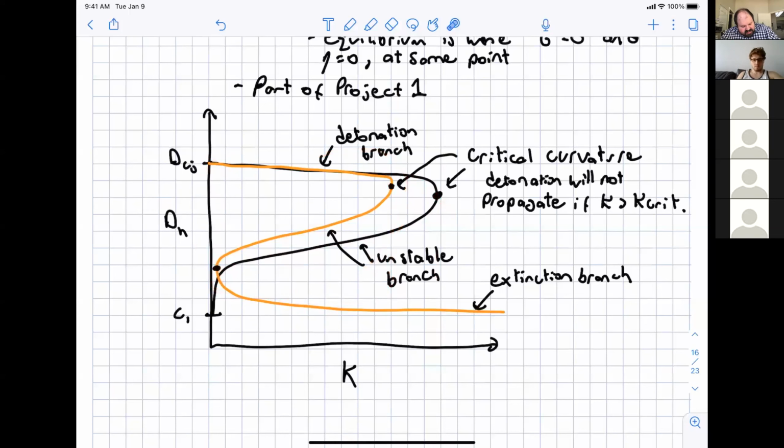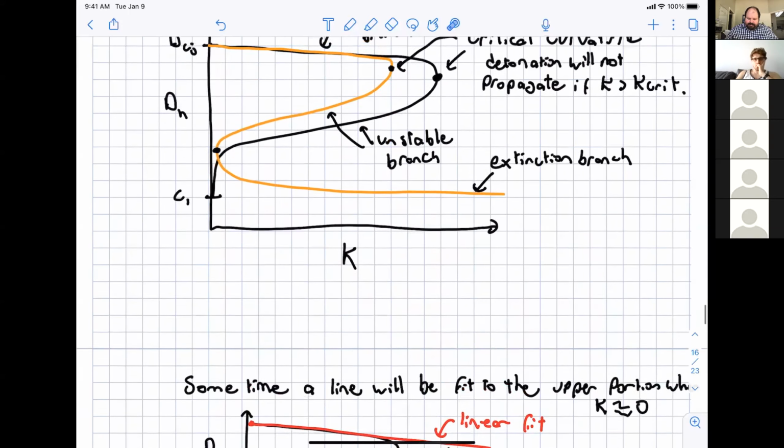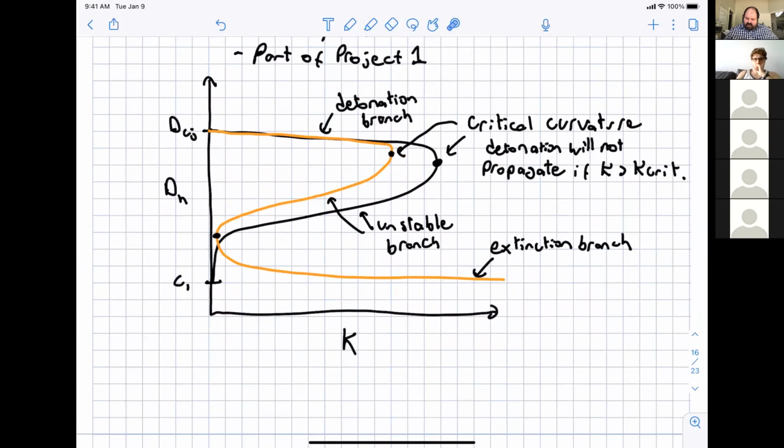But to properly do the detonation, extinction, and ignition, we need to use a more complicated theory that we're not going to go over in this class. But this point here is relevant, and this is the critical curvature. The detonation will not propagate if kappa is greater than this critical curvature. Okay, and so we'll go over that stuff, but I'll scroll back up to the top of this.